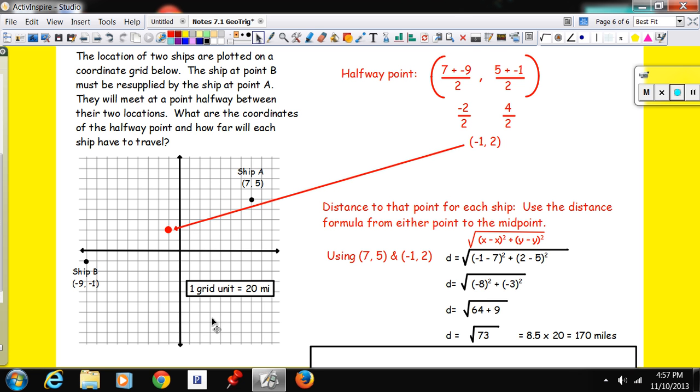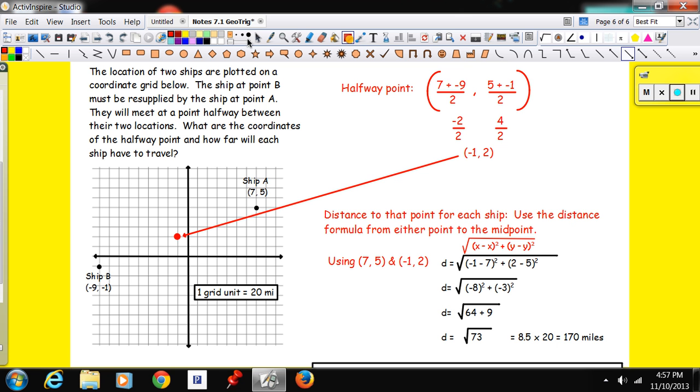And if you times that by 20, because 1 unit equals 20 miles, so it's going to be 170 miles is what they need. So to get to the midpoint, they're traveling from their point right here, right to the middle right here. And that would be exactly the 170 miles that they would need. It's 8.5 units on the grid there.